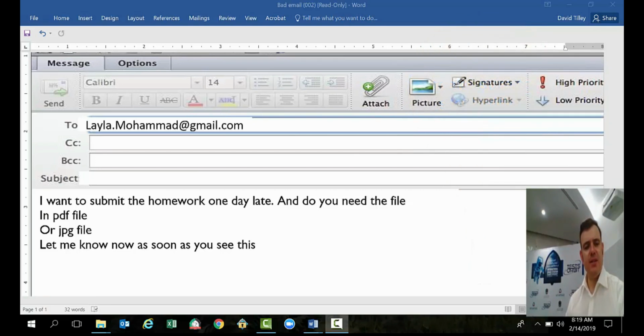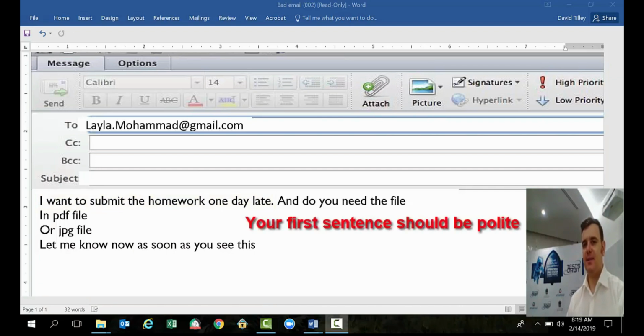As you can see there in the first sentence, I want to submit the homework one day late. So straight away the person is asking for something. But don't just ask for something, right? Your first sentence after your greeting should be a polite sentence, a goodwill sentence.